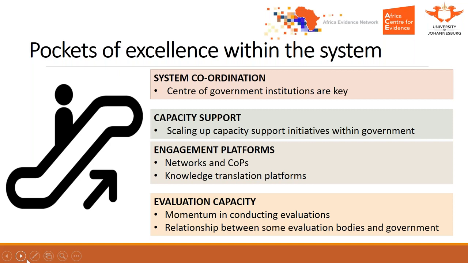Centers of government, or center of government institutions for that matter, are key. We found that they play a very good role in matching demand and supply. So they ensure that the producers of research and the people requiring research are always communicating, and they coordinate capacity support and needs. We at the Africa Center of Evidence have had similar experiences where centers of government have realized that certain departments could use certain capacity support, and from that point it was coordinated.